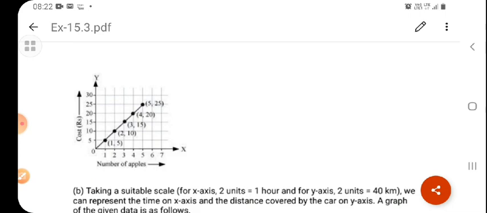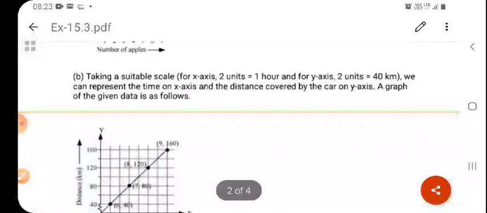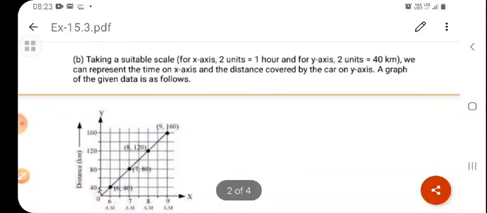One box of the graph we have taken as 1 unit. Okay, and on the y-axis here the 5 is taken as the 1 unit. There is a gap of 5: 5, 10, 15, 20, 25 and 30. This is the cost. Taking a suitable scale for the x-axis, 2 units is equal to 1 hour.